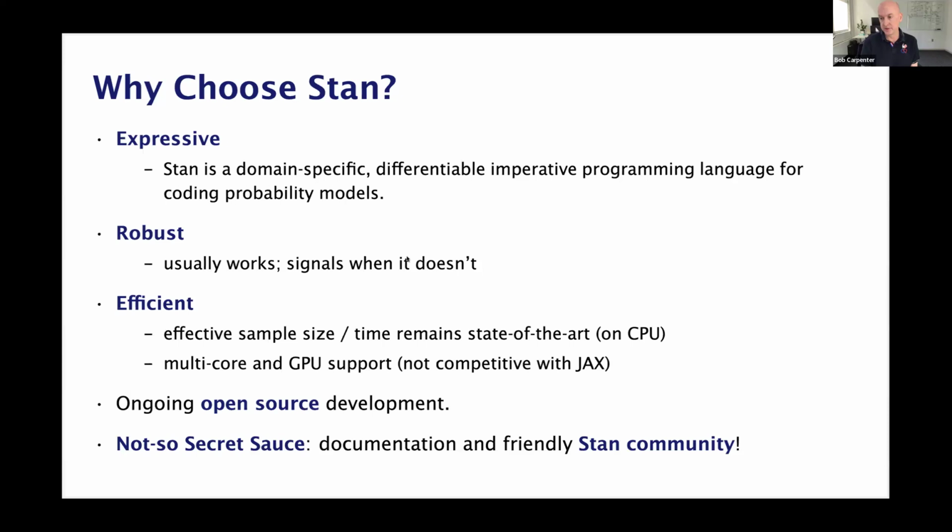There's ongoing open source development. We're still actively developing features, expanding the math library, and the not so secret sauce, and I have a whole talk on this online on how Stan got developed and what made it popular. Really, I think the biggest reason for Stan being popular is the really great community that's been built up around it. There's so many examples, books, things like that written. And the documentation is very thorough. I've written most of our documentation at the high level because I really like to write doc.